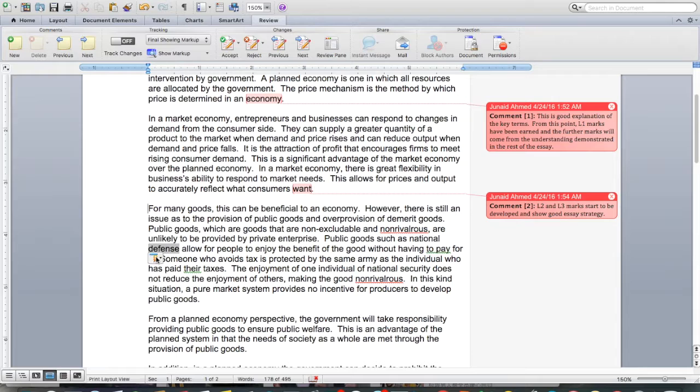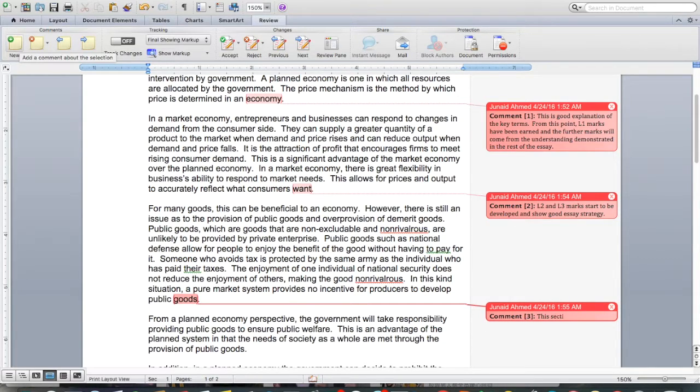So more L1. Someone who avoids tax is protected by the same army as the individual who has paid their taxes. So the enjoyment of one individual of national security does not reduce the enjoyment of others, making the good non-rivalrous. In this kind of situation, a pure market system provides no incentive for producers to develop public goods. All right, I'll say this section furthers application, knowledge.